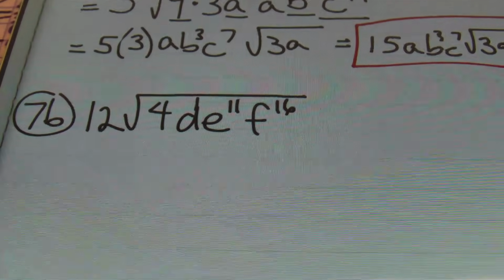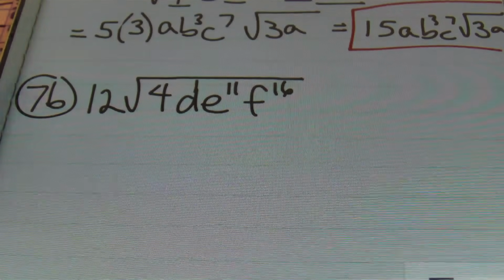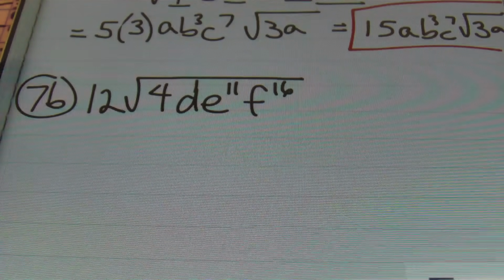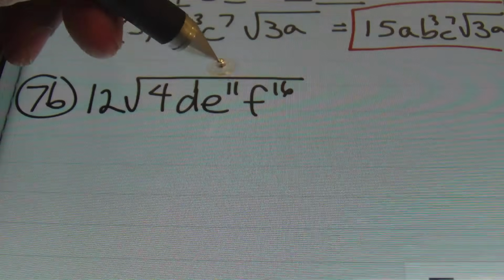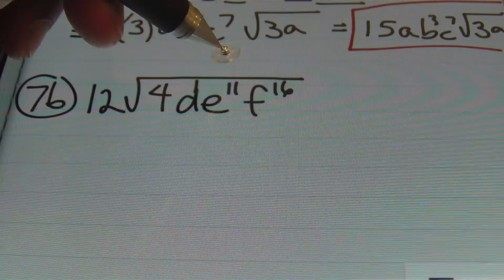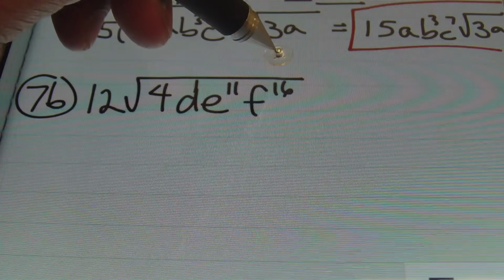Next we have 7b. In 7b, I'm once again trying to simplify the square root. So I'm looking for perfect squares. I notice that 4 is a perfect square underneath the radical sign. I also notice that I have an odd exponent on my variable e, and that f has an even exponent of 16. So that's already a perfect square.